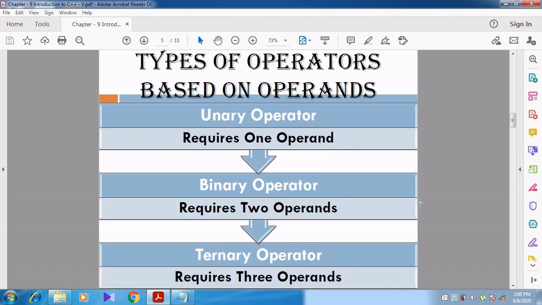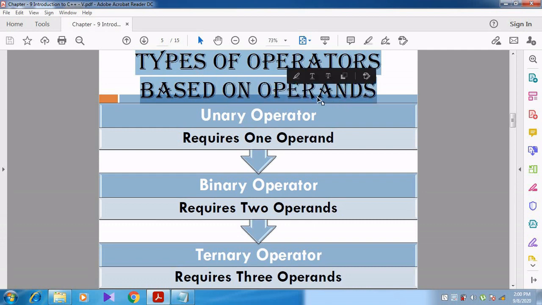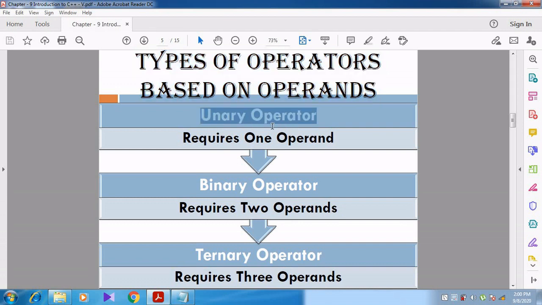Right. Types of operators based on operands. Here you want to note this down. Based on the operand, how many types of operators are there? There are 3 types: unary, binary, and then ternary. Unary means 1, binary means 2, ternary means 3.